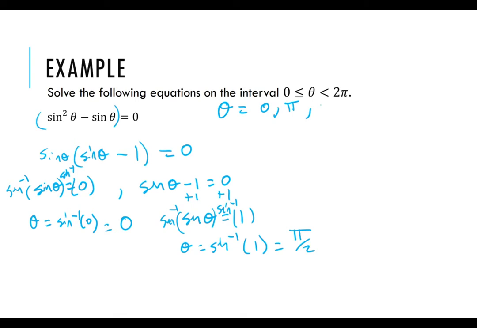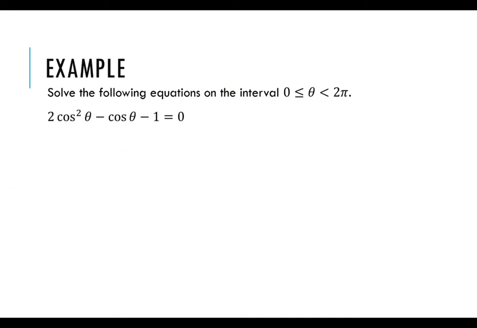And so pi halves is our only other solution. And we're done. Now notice we have 2 cosine squared of theta minus cosine of theta minus 1 is equal to 0. Once again, my statement previously, do we have a single trig function to work with? Yeah, it's just cosine. So anytime you see this, I claim that this is really a quadratic function.